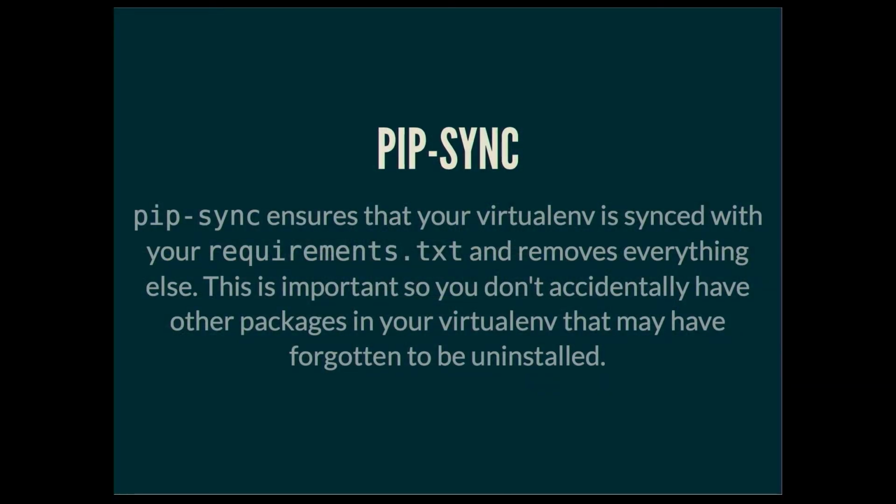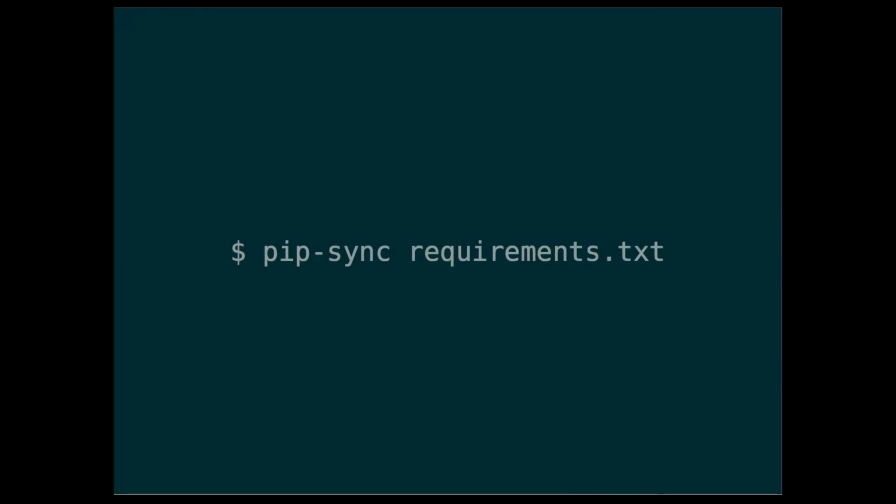Finally, pip-sync. Pip-sync ensures that your virtual environment is synced with your requirements.txt and removes everything else. This is especially important when you're just pip installing some files and you forget to pip uninstall files. Obviously very important when you're working on a team and want to make sure that everyone's virtual environment has the exact same dependencies and dependency versions. Once you've compiled your requirements.txt with pip-compile, all you run is pip-sync requirements.txt, and it removes everything that isn't in your requirements.txt and makes sure that all the versions are up to date.